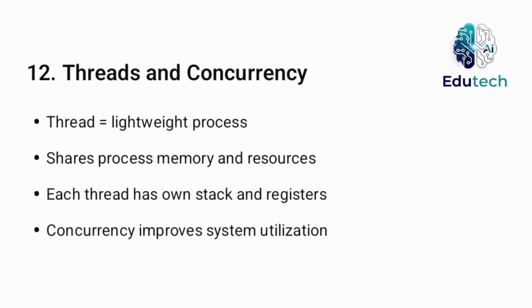Threads and concurrency. A thread is the smallest unit of CPU execution within a process. Threads share the same address space and resources of a process but have their own registers and stack. Multithreading improves application responsiveness and resource utilization. Concurrency allows multiple threads or processes to make progress simultaneously, which is essential for modern multi-core systems.